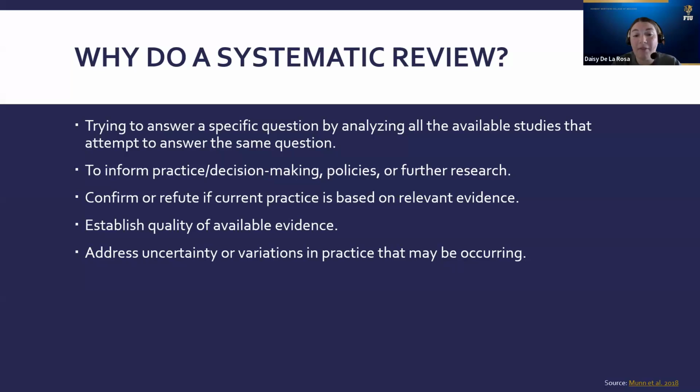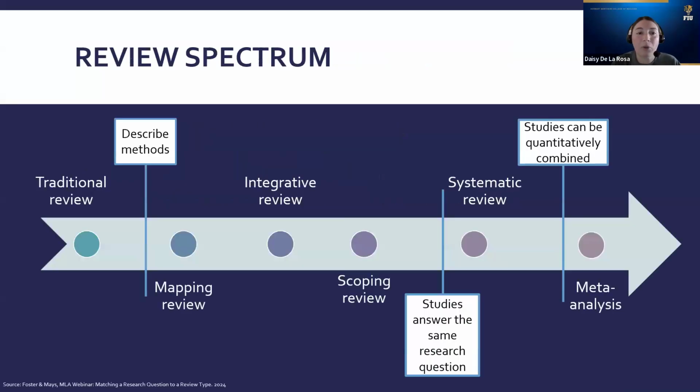Establish the quality of available evidence, right? How robust or how methodologically sound is the evidence that's currently available? And then address uncertainty or variations in practice that might be occurring. Again, if something's happening in a certain discipline and there's not really a standard way of doing something, maybe a systematic review will help bring clarity or light to what's actually being done in that field, to help create some standardization.